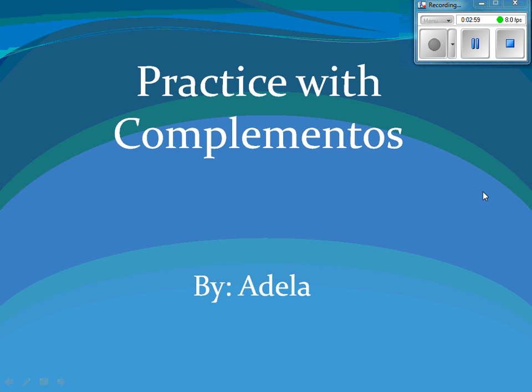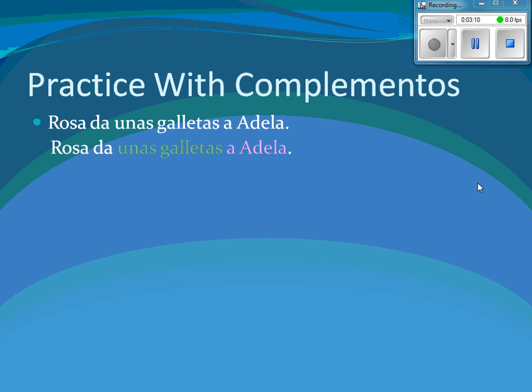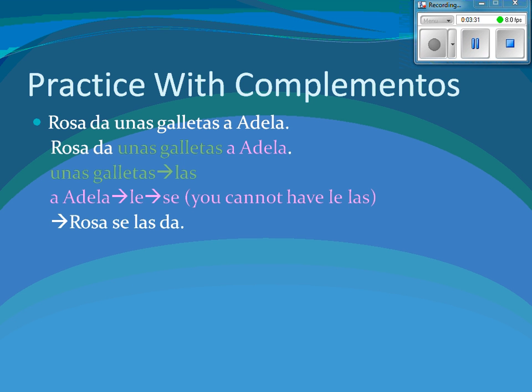Okay, this is Practice with Complementos by Adela. The first sentence is Rosa da unas galletas a Adela. Highlight the direct in green and the indirect in pink. So unas galletas is the direct and a Adela is the indirect. Unas galletas goes to las and a Adela goes to le, but it goes to se because you cannot have le las. So the final sentence would be Rosa se las da.